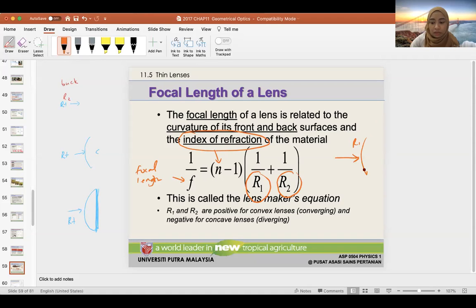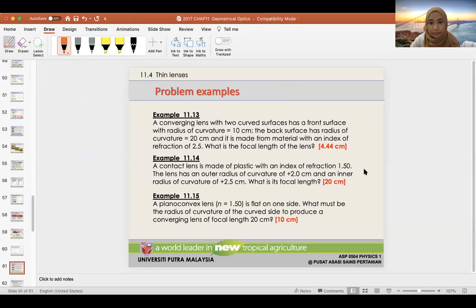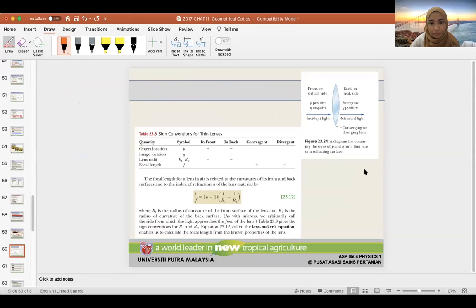Later we will look at an example if there is one. Wait, do we have any? I think it's in your module book.